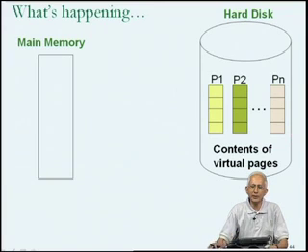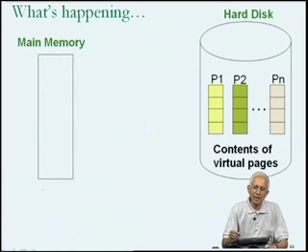Now, at any given point in time, only some of those pages can be present inside the main memory. We have seen that the main memory is much smaller. Main memory may only be of size 4 gigabytes, and therefore very clearly all those 400 gigabytes of pages cannot be stored in the main memory. So, some subset of those virtual pages of all the processes which are in memory will be actually available in the main memory of the computer system.